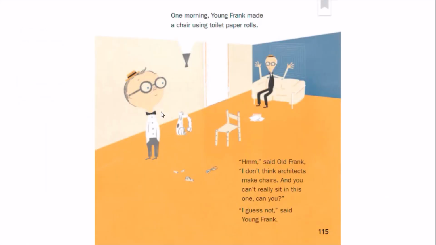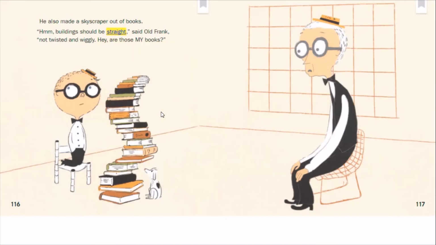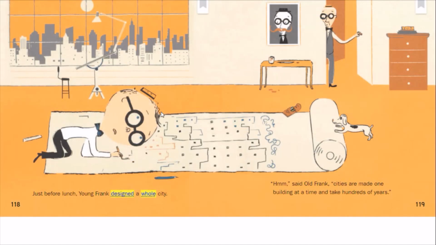So one morning, Young Frank made a chair using toilet paper rolls. Said Old Frank, "I don't think architects make chairs. And you can't really sit in this one, can you?" Okay, let's keep going. He also made a skyscraper out of books. "Buildings should be straight," said Old Frank, "not twisted and wiggly." And finally, just before lunch, Young Frank designed a whole city. Said Old Frank, "Cities are made one building at a time and take hundreds of years."